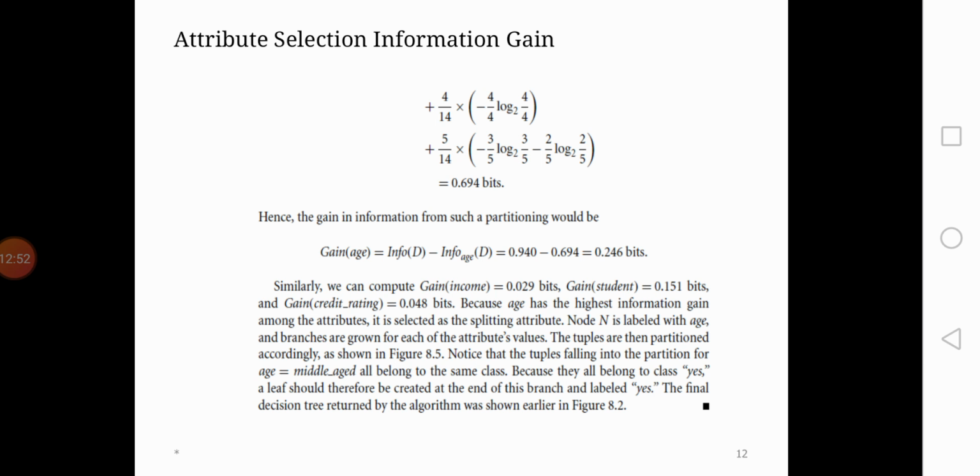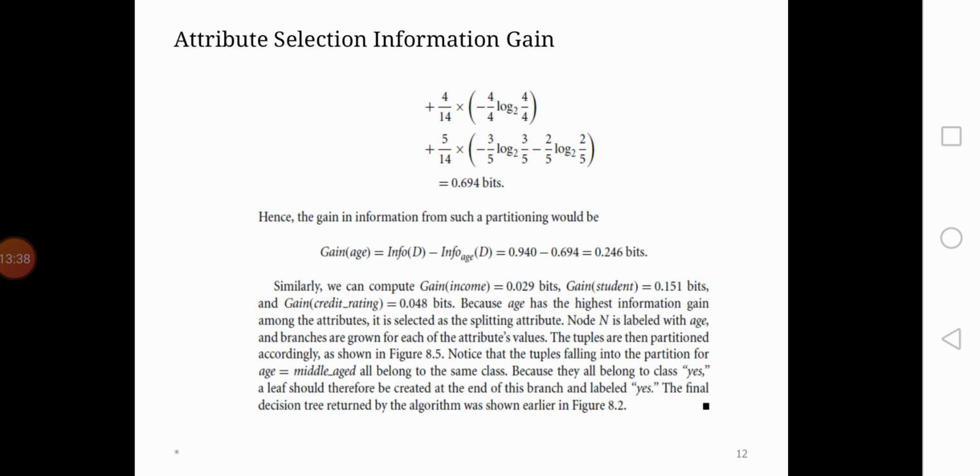Then plus 4 belongs to middle aged, and 5 belongs to senior. 4 by 14 into minus 4 by 4 log 4 by 4, because here we have only yes tuples, 4 yes tuples and 0 no tuples. That's why we don't need to consider the 0 value here. Plus 5 by 14 into minus 3 by 5 log 3 by 5 minus 2 by 5 log 2 by 5, because we have 3 yes tuples and 2 no tuples. We get 0.694 bits.